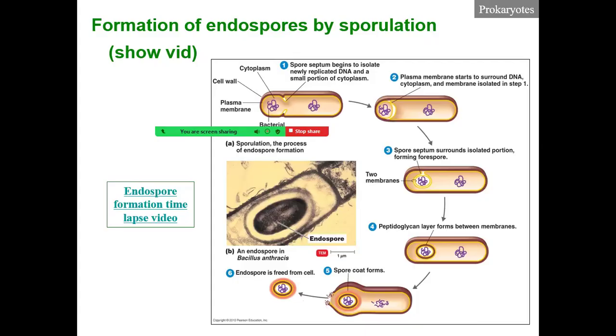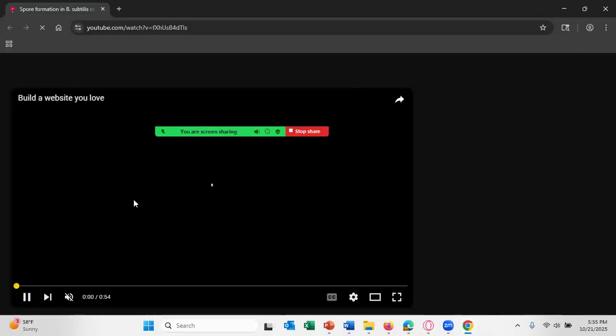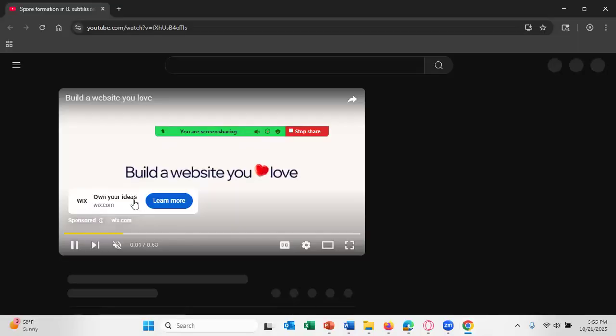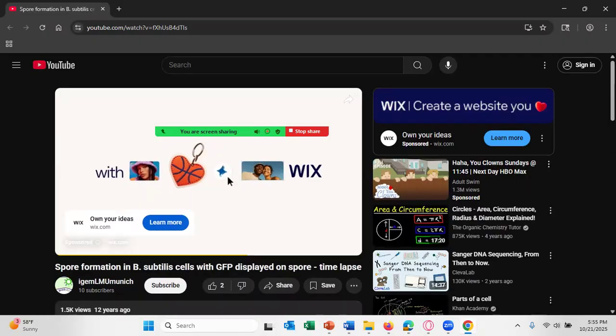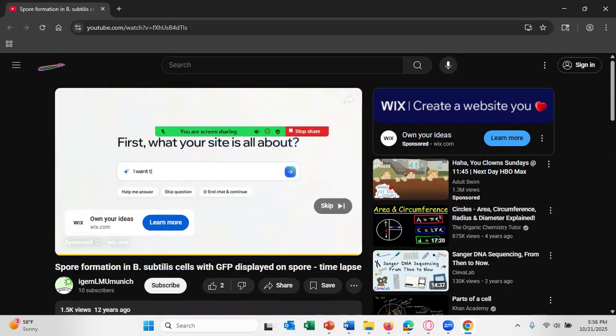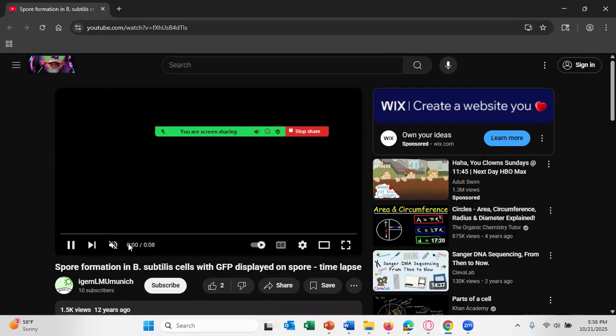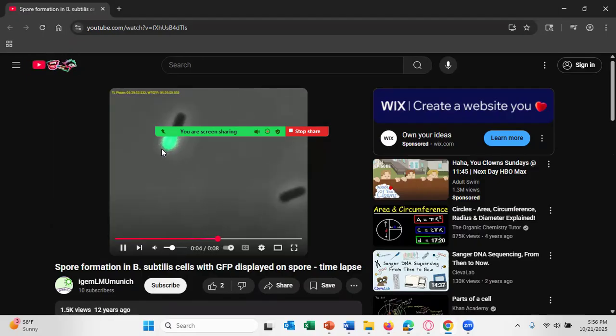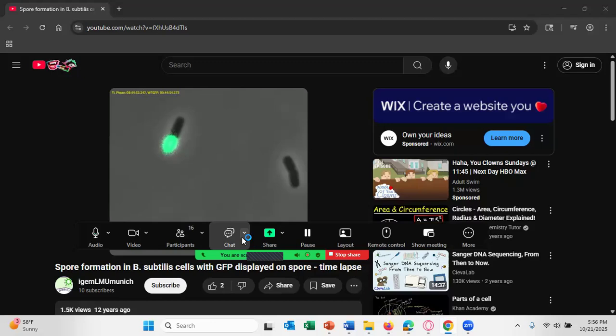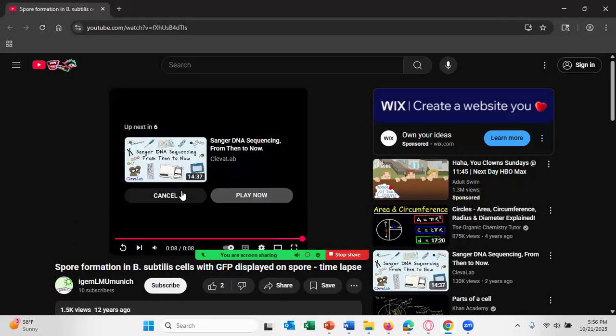That's endospore formation. I have a video here, but it's not very good. Let me see if I can get it to play. Well, that's nice, no volume there, but that's all right. Let's skip it. Oh, come on. There's no volume here, but there's the endospore forming. I guess that's not really that good. And then that's it.